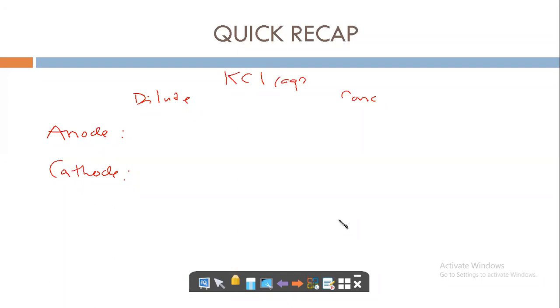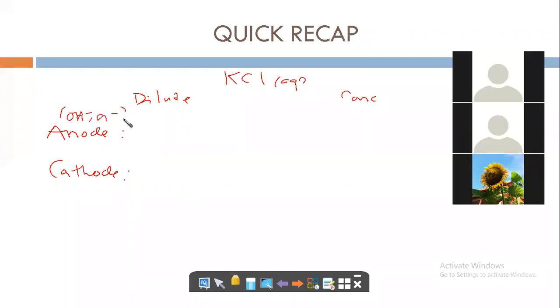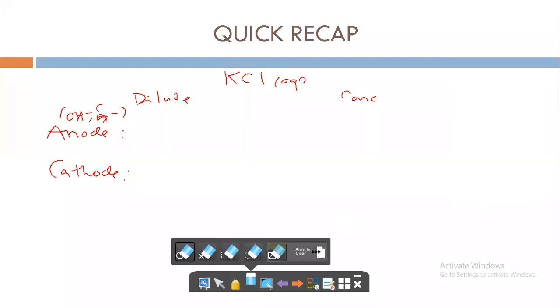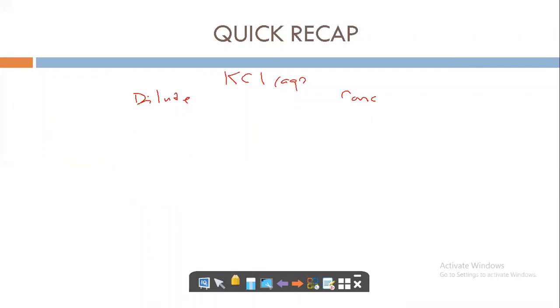Let me write what you have said. Come on, keep on talking. So, what do you think? Which one is going to be discharged from the anode side? It's OH, right? Yeah, and for the cathode? H plus. For the cathode, all your answer is H plus.